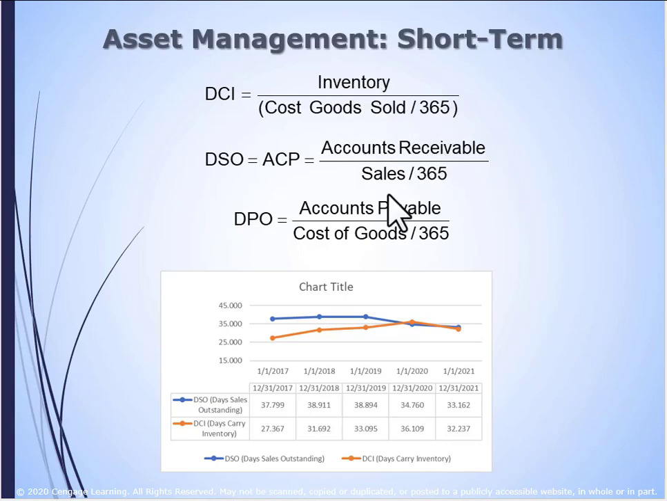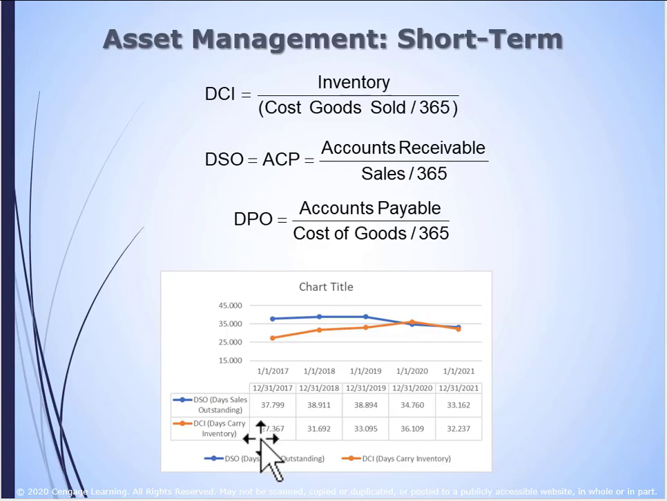Now let's look at these two before we go on to the third one. So we can see that in general, we're in the ballpark. The days sales outstanding, the top number here, ends up at the end of 2021 at a little bit less than 33 days. That seems pretty reasonable. Our customers take roughly 33 days to pay us. It was a little higher, but it's never been a terribly high number.